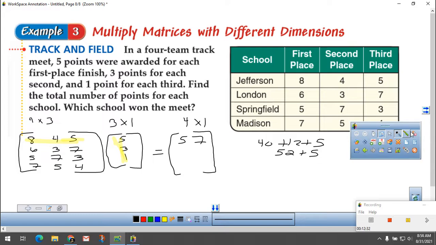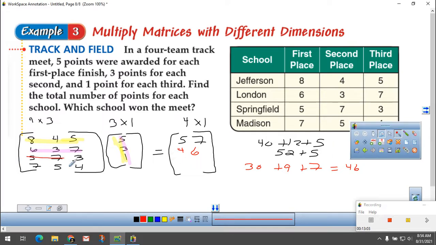Alright, so now we can move down to the second row and multiply it by that column. So what would that be? That would be 6 times 5, so that's 30, plus 3 times 3, that's 9, plus 7 times 1, that's 7. So that would be 30 plus 9, 39, plus 7, so 46. So that means London was awarded 46 points. Alright, let's move on to the next one.